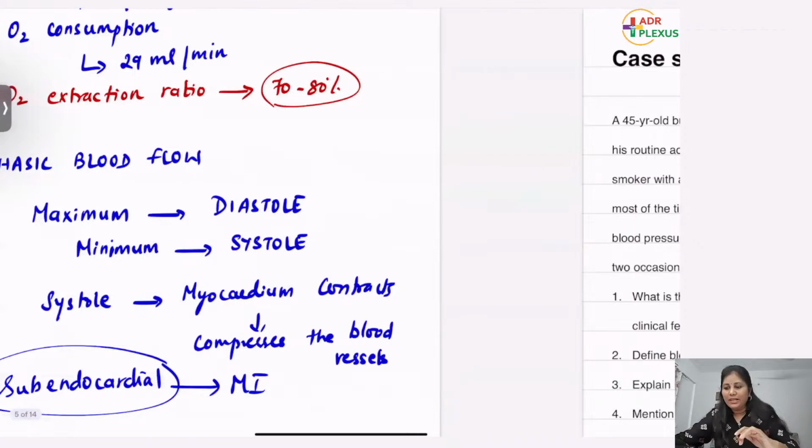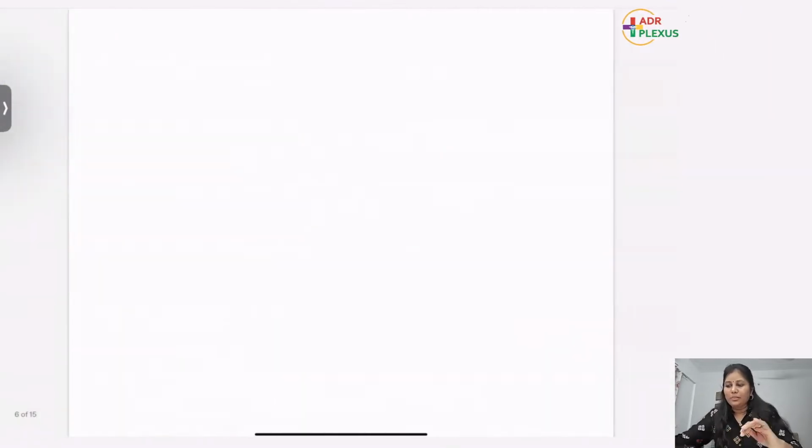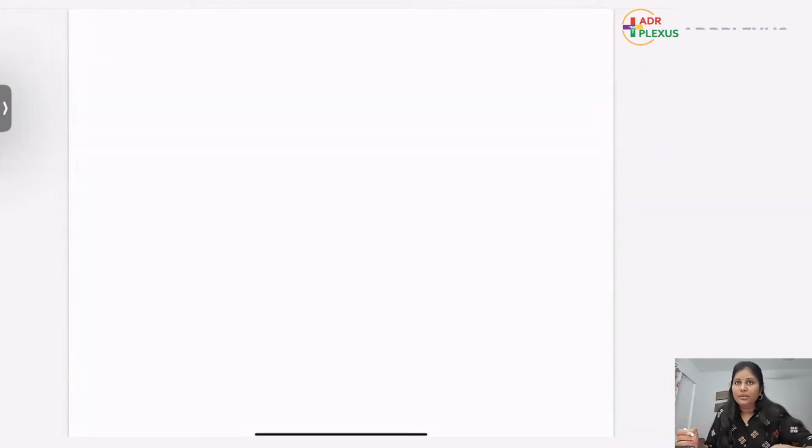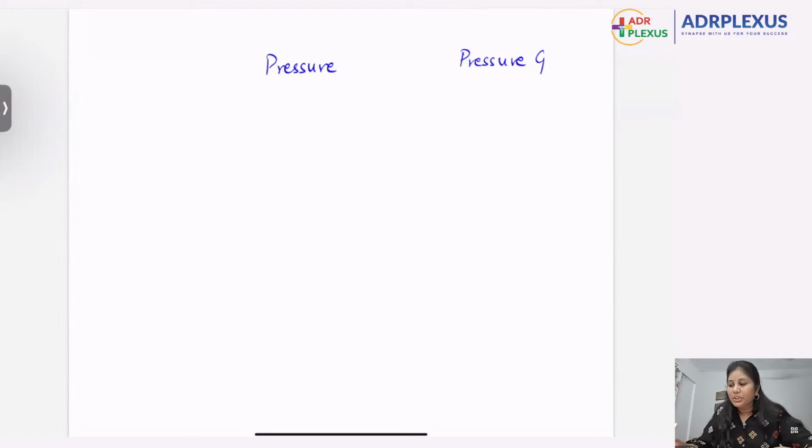Let me explain it in some detail because this is very important. This phasic blood flow is something every examiner expects in your paper. Before going into the detail, let us see the pressure and the pressure gradient during systole and diastole in 3 different compartments: the aorta, the left ventricle, and the right ventricle. First we will write pressure, and then pressure gradient. Pressure gradient between what and what? Between the aorta and the 2 compartments. We'll see first what the pressure in the aorta is.